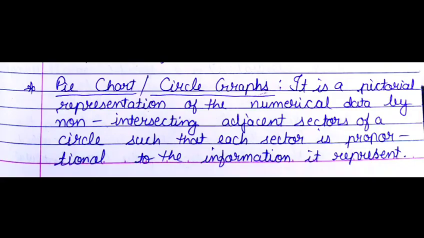Our next topic is pie chart, or we can say a circle graph. It is a pictorial representation of numerical data by non-intersecting adjacent sectors of a circle such that each sector is proportional to the information it represents. Let us see some examples of it.